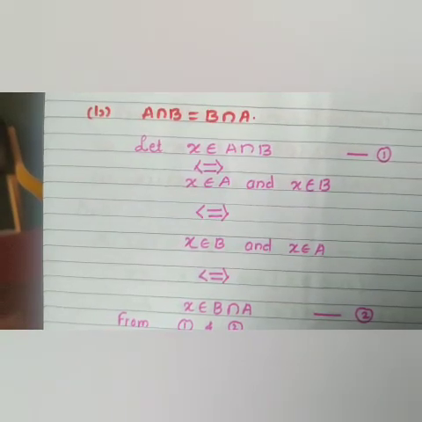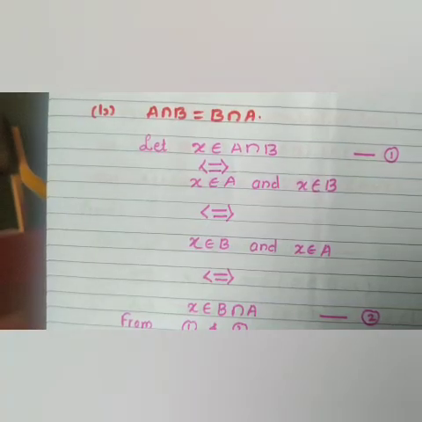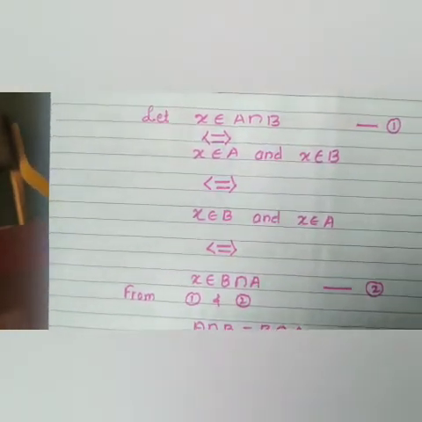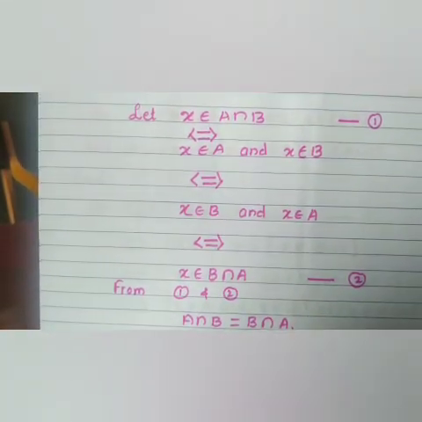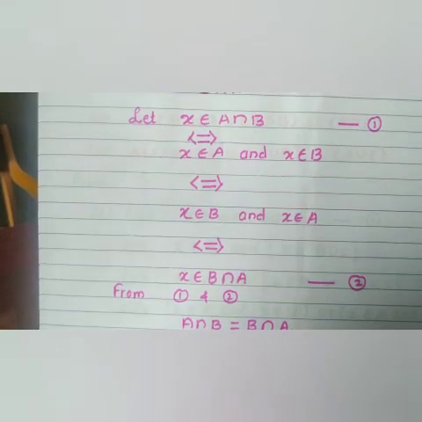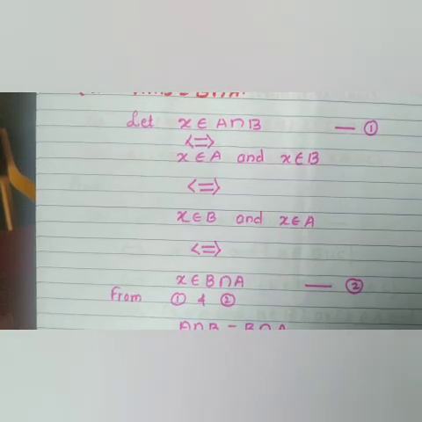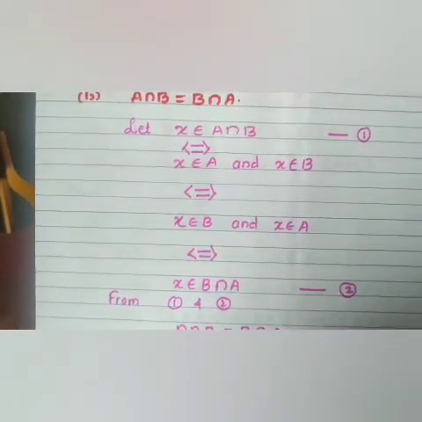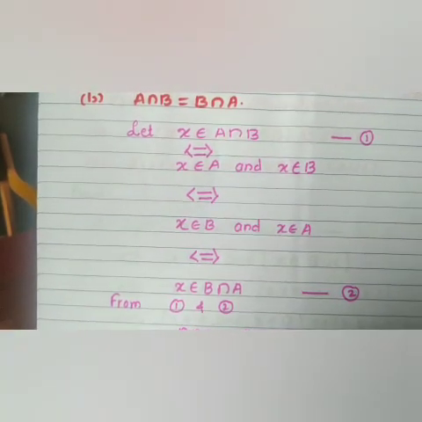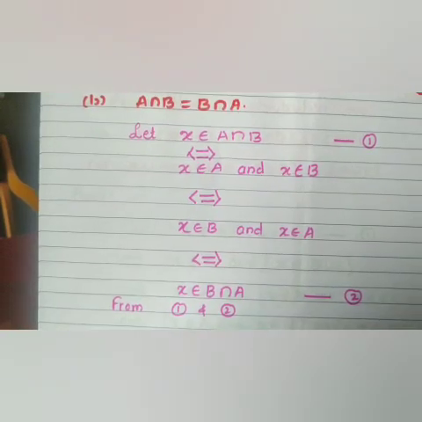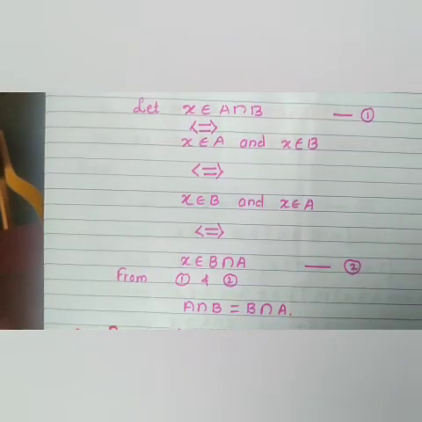Okay, let it be. Let X belongs to A intersection B mean X belongs to A and X belongs to B, and A and B have been interchanged: X belongs to B and X belongs to A. What do you mean by X belongs to B and X belongs to A? It means that X belongs to B intersection A. Our work started from X belongs to A intersection B and ends with X belongs to B intersection A. From 1 and 2, A intersection B is a subset of B intersection A. If you say from 2 and 1, B intersection A is a subset of A intersection B, because you are using the double implies. Double implies means from 1 and 2 as well as from 2 and 1, we get A intersection B is equal to B intersection A.